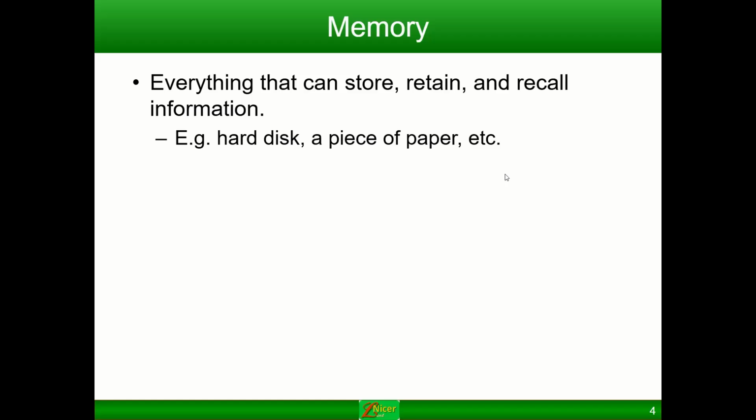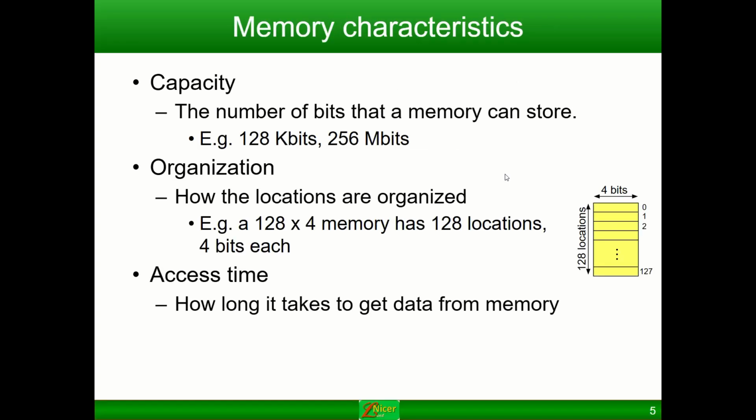So basically, what is memory? Memory can be defined as everything that can store, retain and recall information. So it can be RAM, it can be ROM, it can be temporary memory, and it can be permanent memory. The memory can store data, for example 1 to 8 KB and 256 megabytes. And where are the locations and how are these organized? So basically a 128 by 4 memory has 128 locations, and each location has 4 bits.